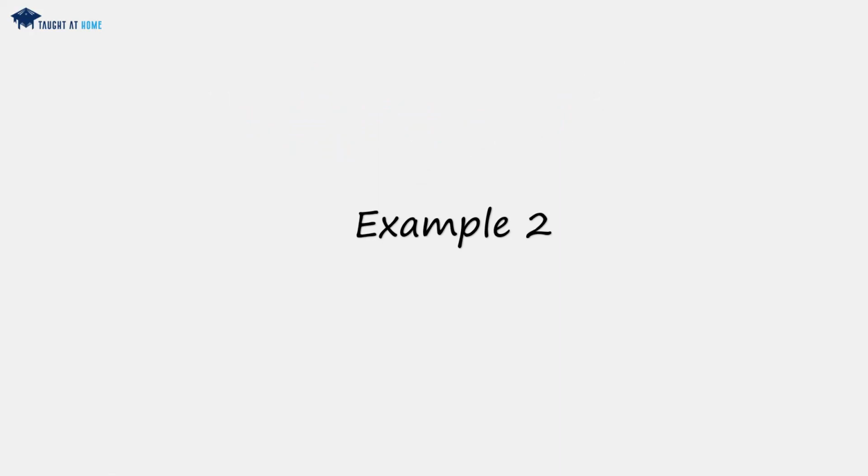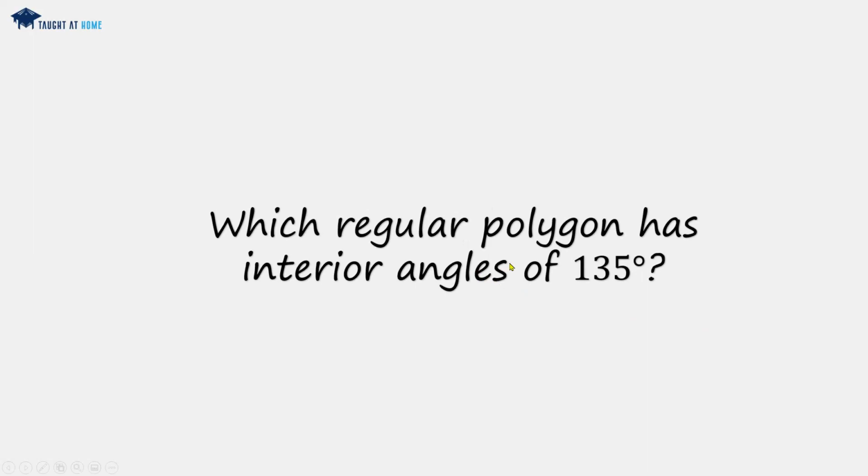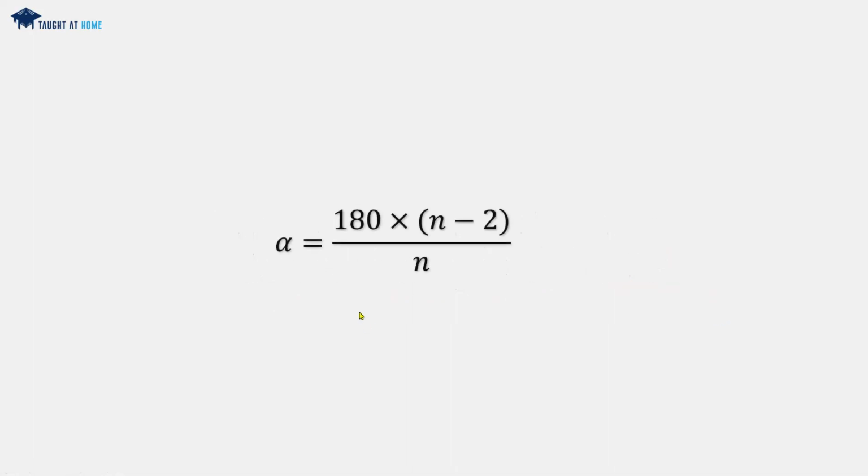Example 2. This one's a bit trickier. Which regular polygon has interior angles of 135 degrees? Let's go to our formula. A is equal to 180 times (n minus 2) all over n. And we've got 135 degrees, so we can replace the A here with 135 degrees.